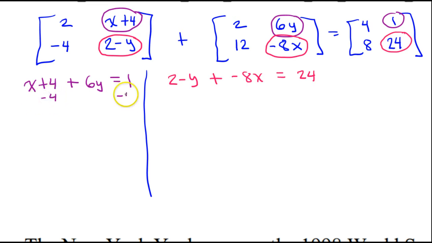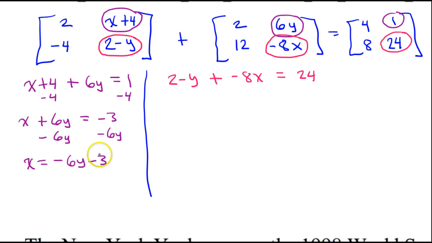So I could subtract 4 from both sides. So that will give me x plus 6y is equal to negative 3. Next, I could subtract 6y from both sides. So that will give me x equals negative 6y minus 3. Okay, I could go ahead and do my substitution right now. I could take this and I could substitute for x in the other equation right here.